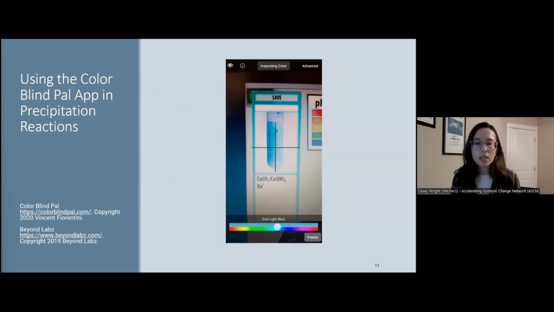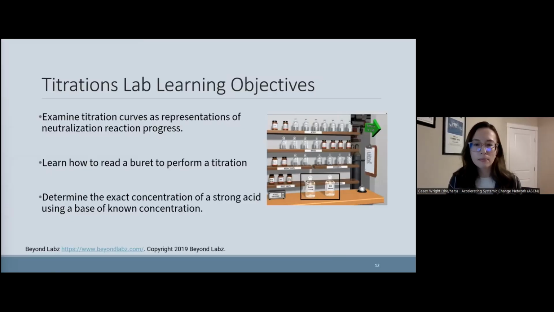And so again, when we use the Colorblind Pale app, students could collect color observation data. So for example, here, the screen capture that I put on the slide is of a test tube that they were collecting data in the lab for. And in this reaction, it formed copper-2 carbonate. And what the app reads when the student centers it on the precipitate is that the color is a dull light blue. So that's an accurate observation that we would want students to be making in the lab.